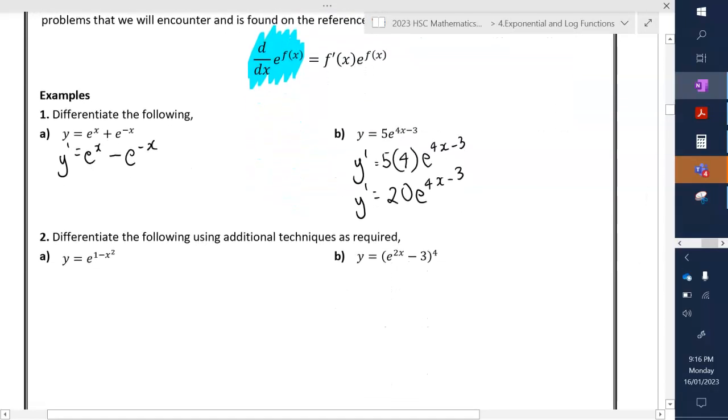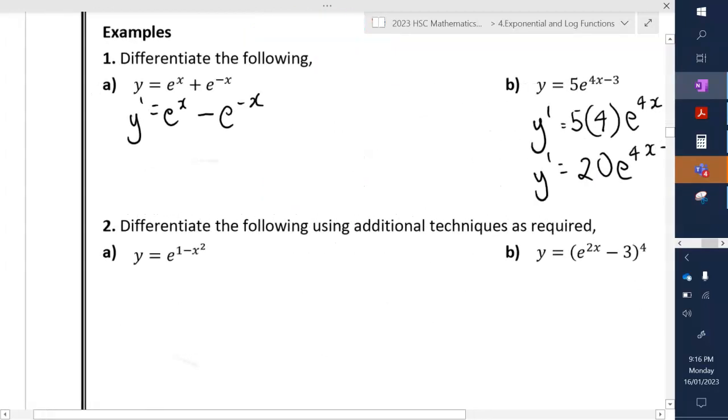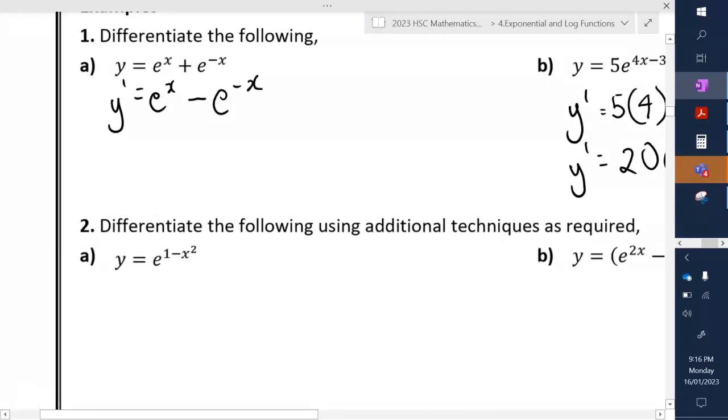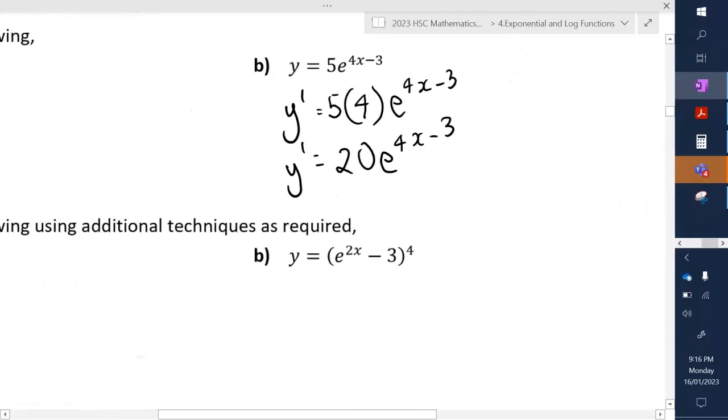Okay, let's keep going. Let's differentiate the following using additional techniques. This one's going to be no different than what we did in year 11 again. And the same rule as we did up above. We have a function in the power. So when we're finding the first derivative, and again, you can write it as dy dx if you like, instead of y dash, that's okay. Let's differentiate this function and we end up with minus 2x. Our power is still the same, e to the 1 minus x squared. That one's fairly straightforward.